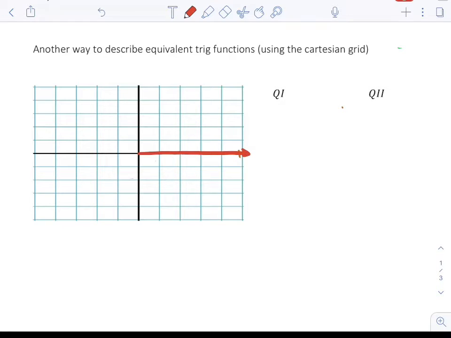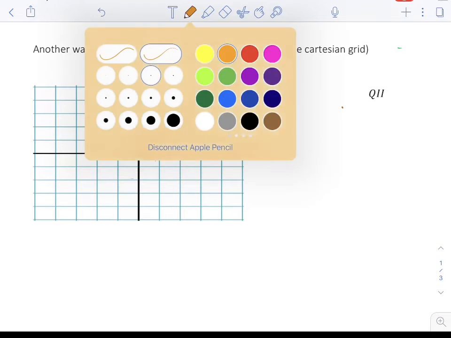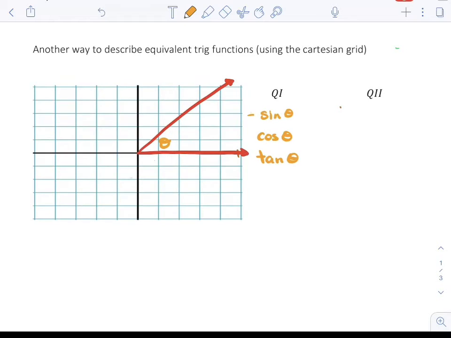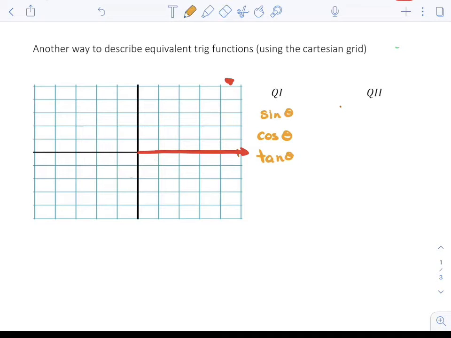So one thing we know about our graphs is that if we have some value in the first quadrant, I'm going to call the angle theta. In the first quadrant, the three ratios, sine, cos, and tan, are all positive. So let's suppose our terminating arm ended up here. Once again, our related acute angle is going to be the angle that's created down here.